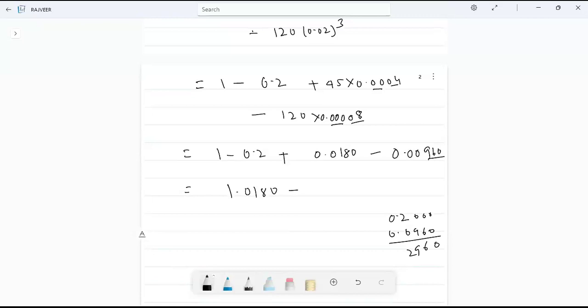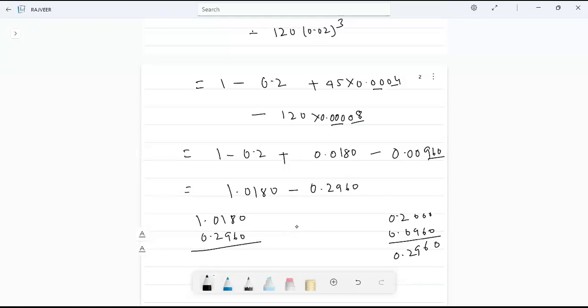0692 and decimal. So it will be 0.2960. 0.2960. And now subtract them. 1.0180, 0.2960.